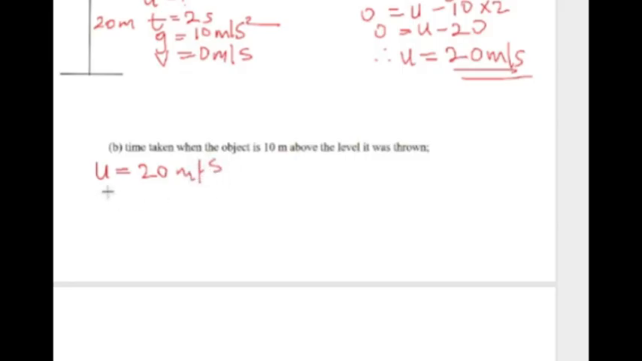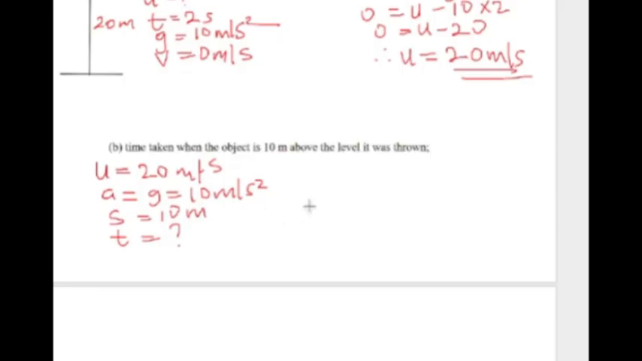We know that acceleration due to gravity, g, is equal to 10 meters per second squared. Now we see that the height is equal to 10 meters from the point of projection. Now we are looking for the time it takes to get to that height of 10 meters.